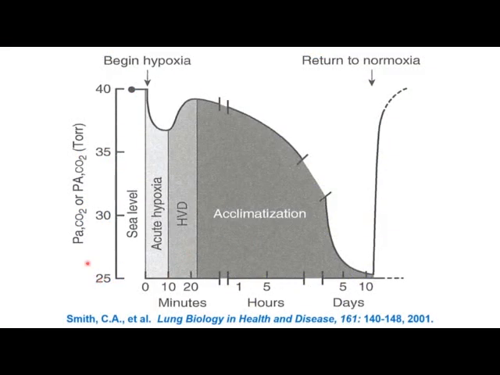So this is PCO2, either alveolar or arterial. Acutely, if this is the sea level value, on going to elevation, there is a drop in CO2. Then there's this hypoxic ventilatory decline, right? So CO2 comes back up, but not quite to sea level values. And then over the course of several days to 2 weeks or so, it gradually continues to decrease, which of course increases oxygenation. And then if you return to normoxia, CO2 comes back to normal.